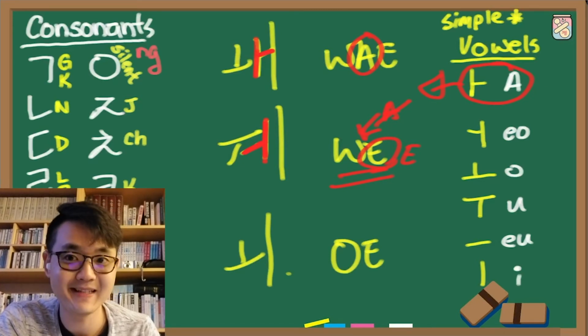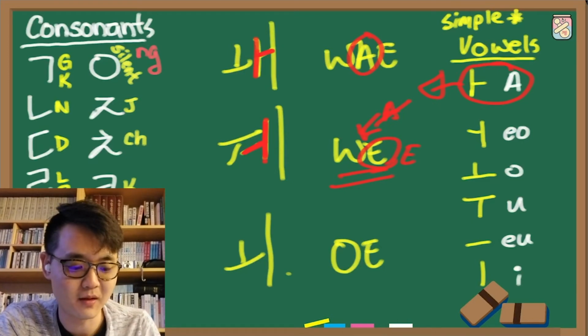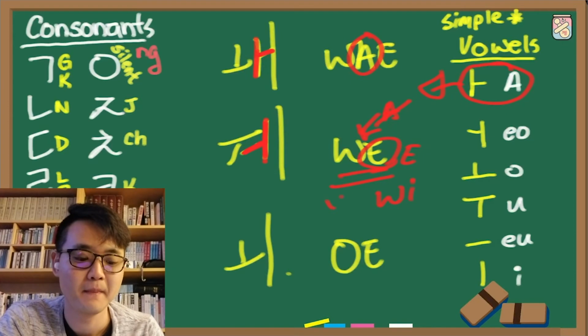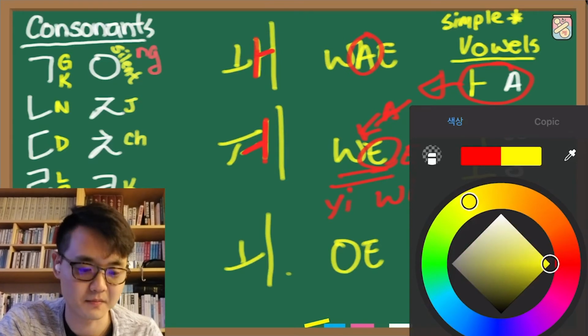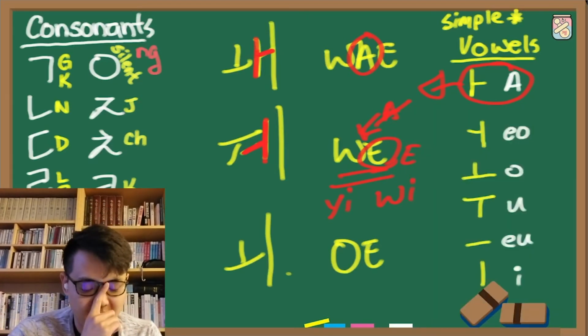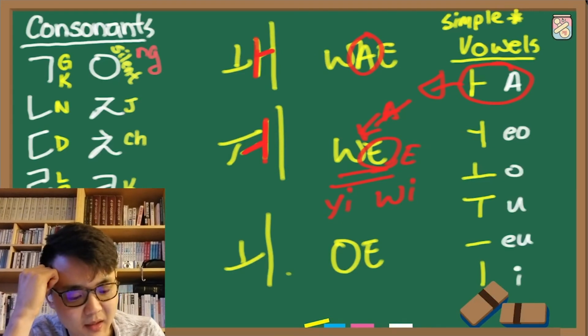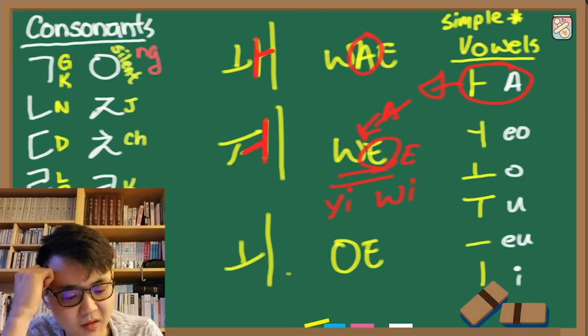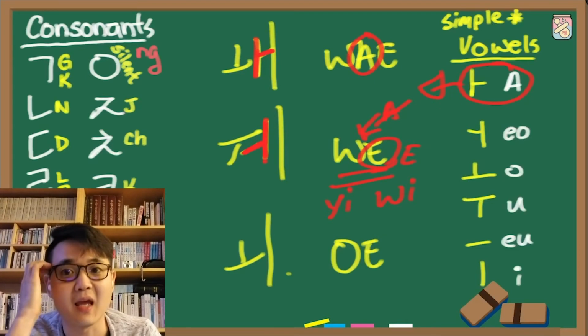To write E, you would either write Y or WI or YI. And in order to distinguish that from this, we pronounce it as A. Okay? And last but not least, when E is met together with an O, it sounds like A.